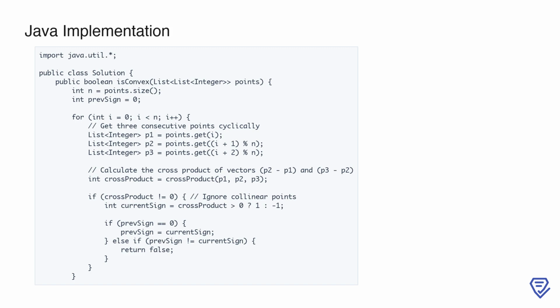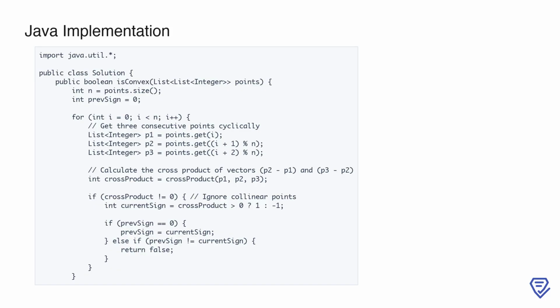The first step is to determine the total number of points using points.size, and initialize a variable prev_sign to 0. This variable will help us track the sign of the cross product as we iterate through the points. Next, we loop through each point in the list, and for each iteration, we select 3 consecutive points cyclically. This is achieved using modular arithmetic to ensure that the indexing wraps around to the beginning of the list when needed. Once we have these 3 points, we calculate the cross product of the vectors formed by these points using the helper method crossProduct.